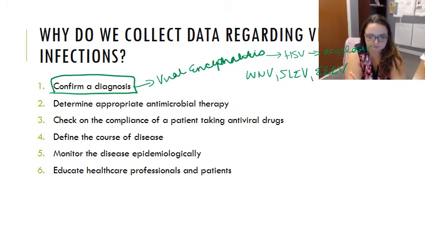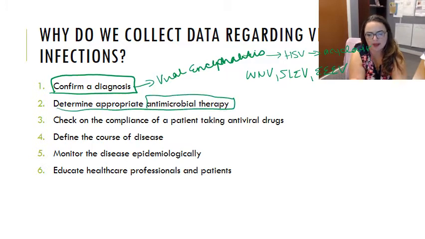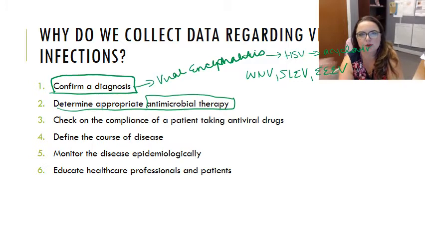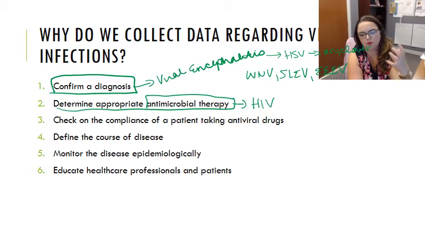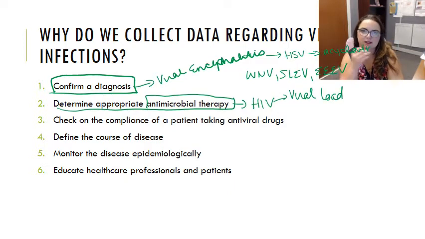So that's one reason. The other thing is to determine appropriate antimicrobial therapy, and that gets at this as well. If it's HSV, we can treat it. If it's not HSV, but it is viral, we might not be able to treat it. The other thing you might think of here would be a patient with HIV. When you perform a test to determine their viral infection, you're going to find out how much they have, their viral load. And you're also going to find out what kind of resistance factors they have.